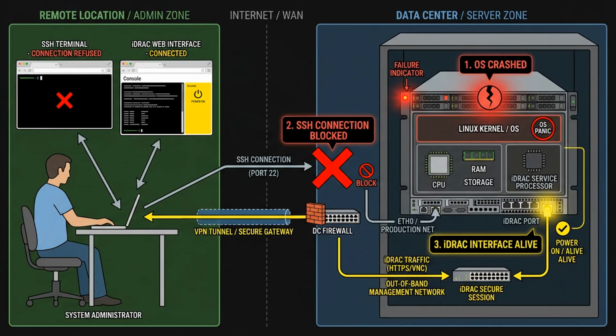Most Linux admins rely only on SSH. But what happens when the OS crashes at 3 a.m.? SSH is gone. You cannot reach the server remotely. This is exactly where iDRAC saves you.